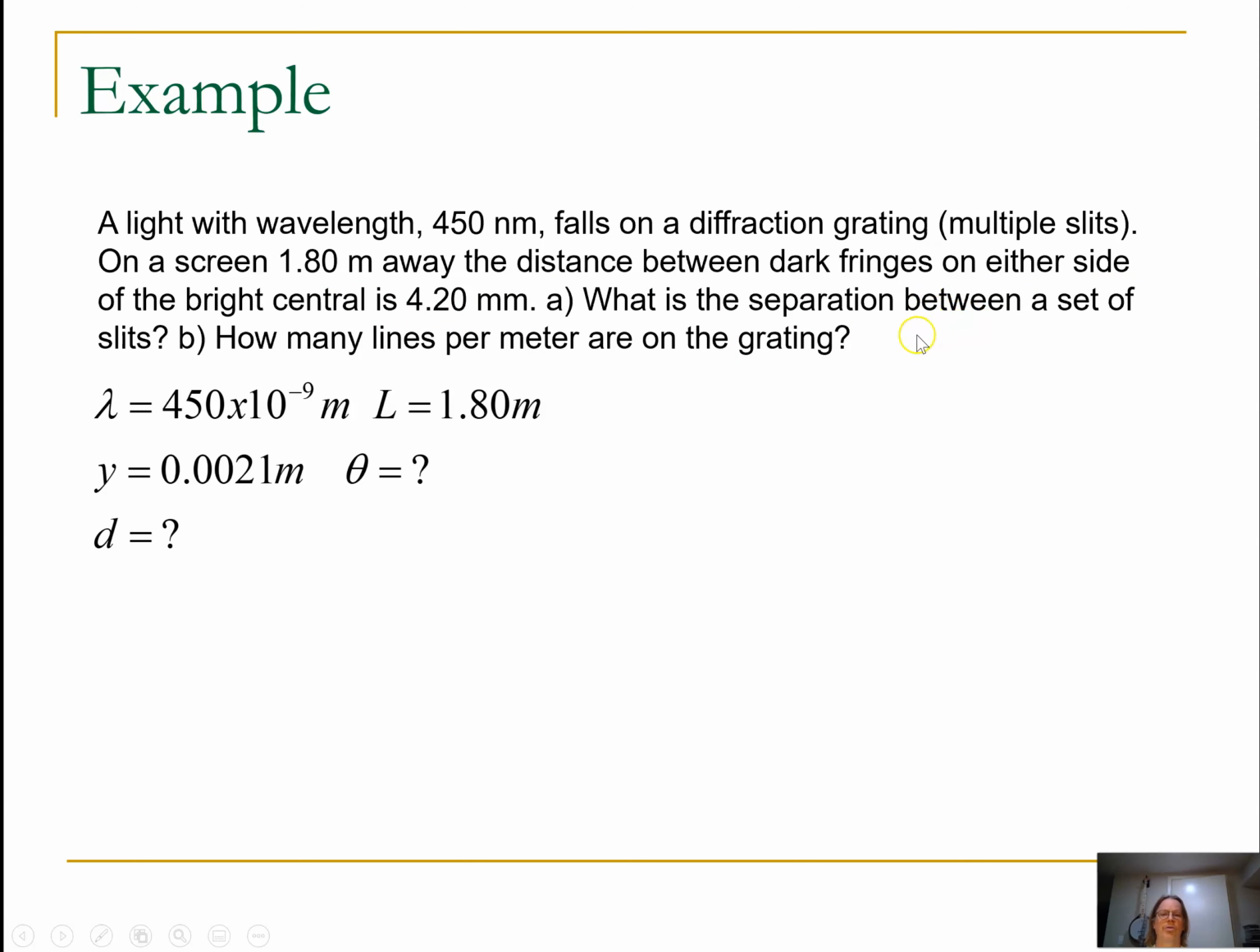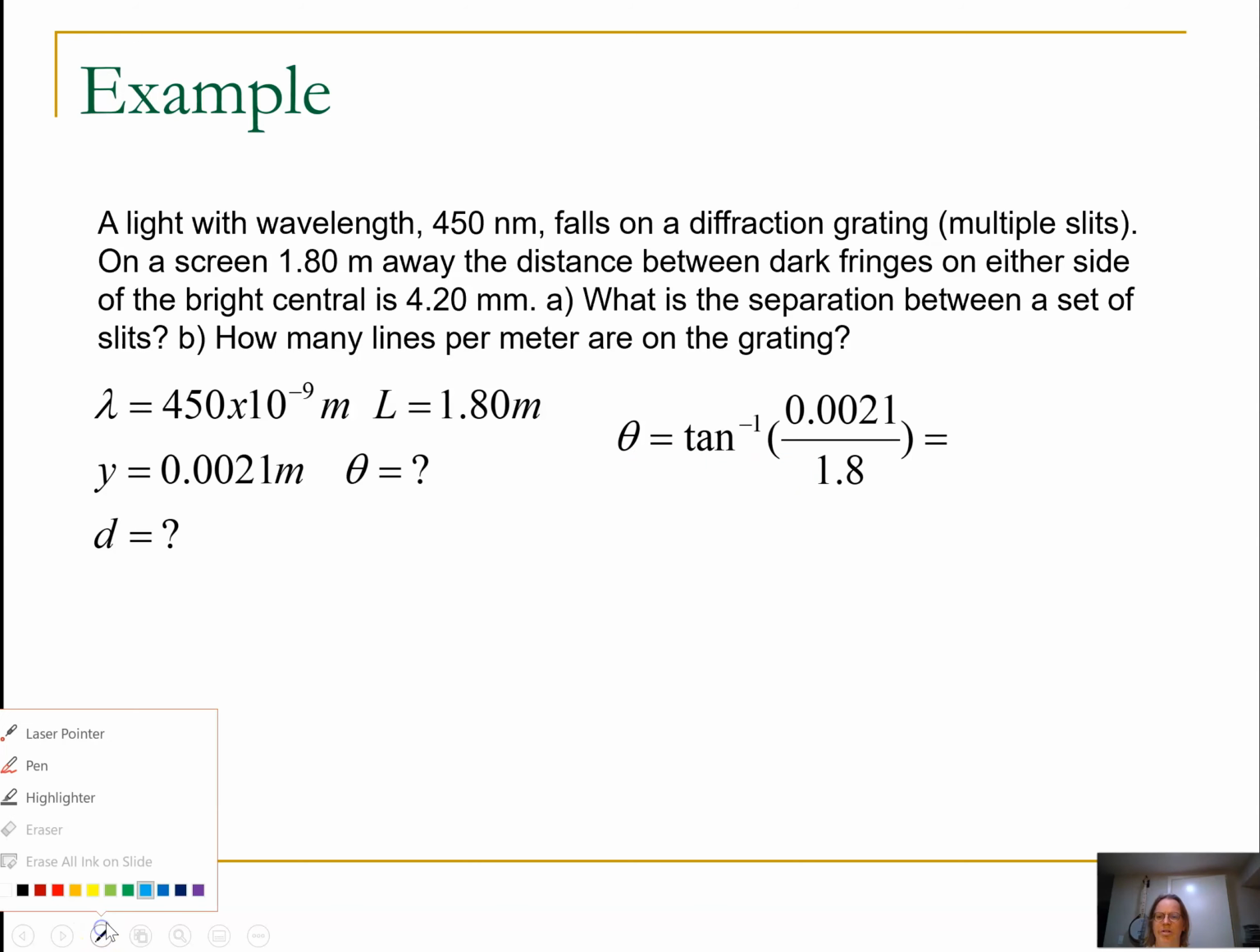Okay, so we're doing the dark fringes. Remember how to do that? What's the separation between the slits? We're looking for the d. So now we're doing that tangent thing. Let me do a quick setup for you.